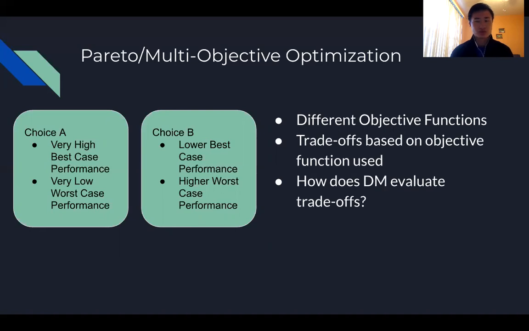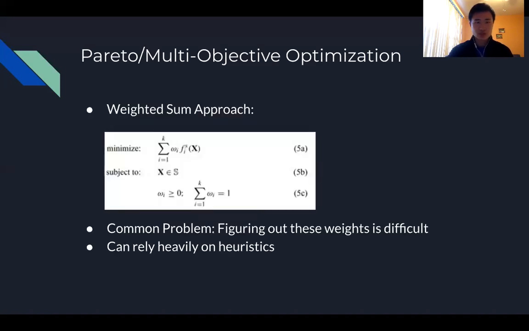So one of the questions I began asking myself was, how does a decision maker evaluate these trade-offs? And how much do they know to weigh different objective functions and performance criteria in a decision-making problem? And so this led me to multi-objective or Pareto optimization. One of the simplest ways to solve these multi-objective optimization problems is to assign each objective function a different weight based on how important a decision maker deems that objective function to be.